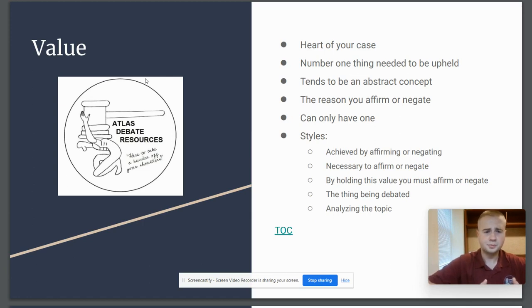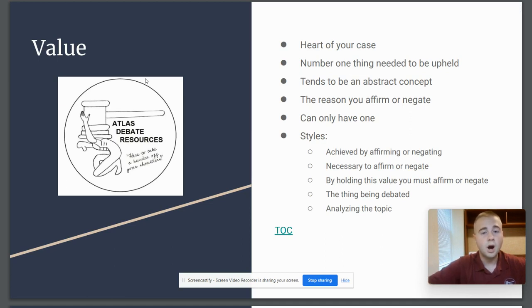The value, on the other hand, is the heart of your case. The brain can't think, can't work if you don't have a heart pumping blood and moving everything along. So that's why the value is the heart. It's the very central part of your case. It's the number one thing that needs to be upheld on your side of it. You can't achieve your burden.